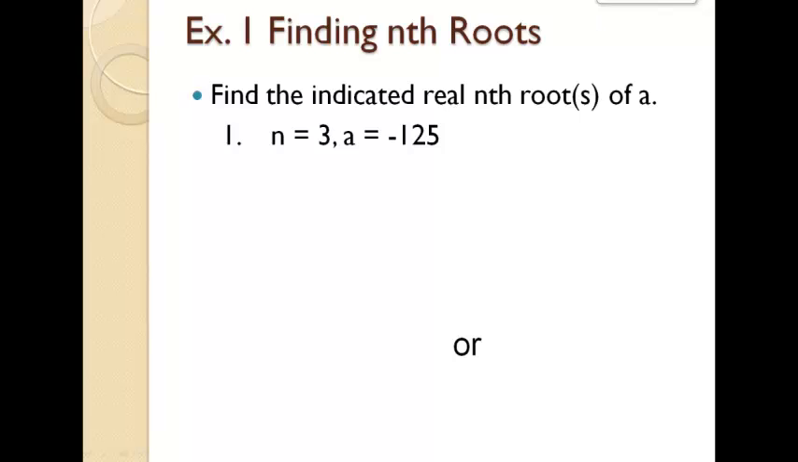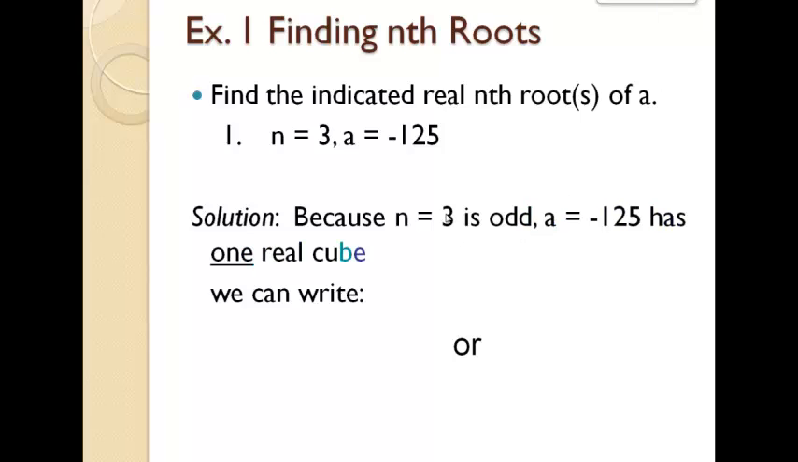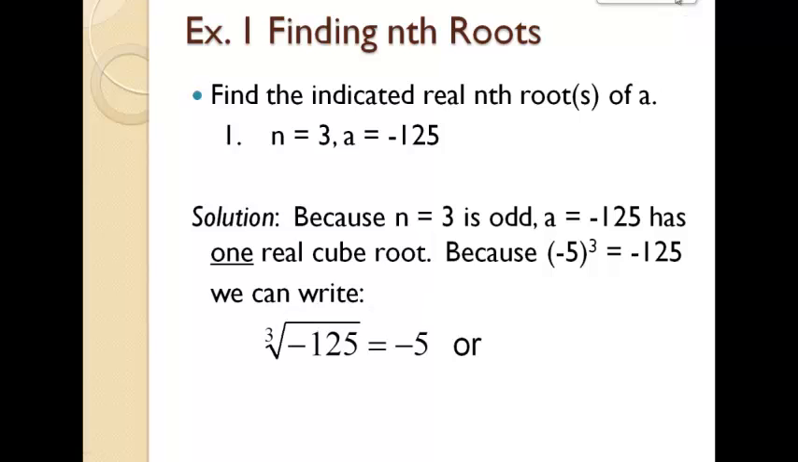Well, if n is 3 and a is negative 125, because 3 is an odd number, it would have 1 real cube root, because negative 5 to the third is negative 125. We could also write it, the cube root of negative 125 is negative 5, or negative 125 to the 1/3 equals negative 5.